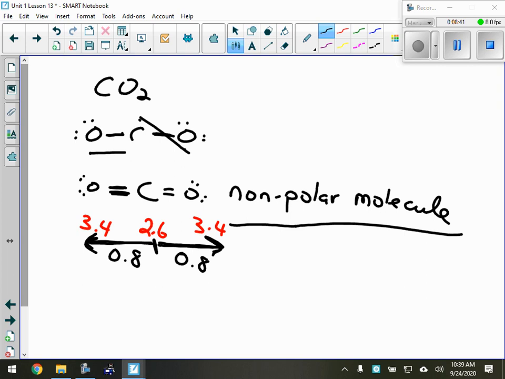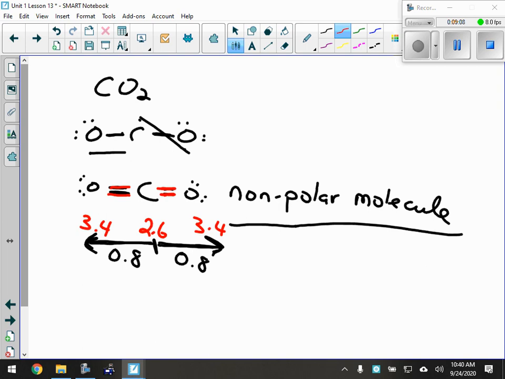Now I want to bring to your attention this, and this is kind of important. So look. What kind of bond do we have again here? Bride's the only one that knows this, but what kind of bond? So it's a polar bond, right? This is a polar bond. This is a polar bond. But it happens that those two polar bonds cancel each other out in this case.